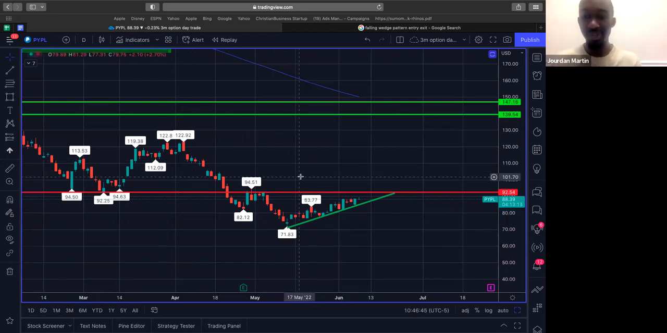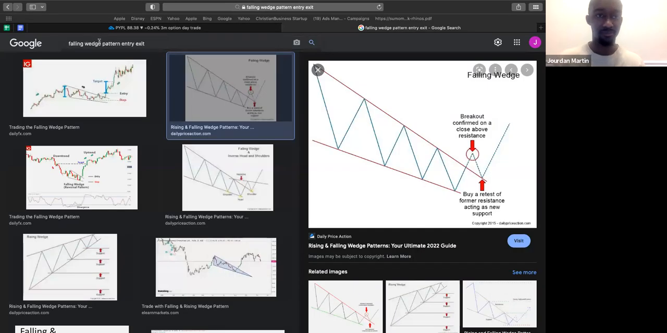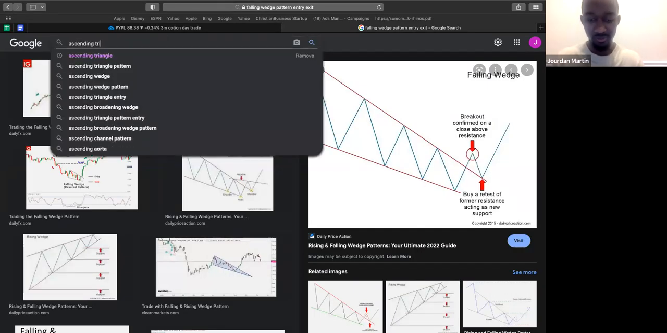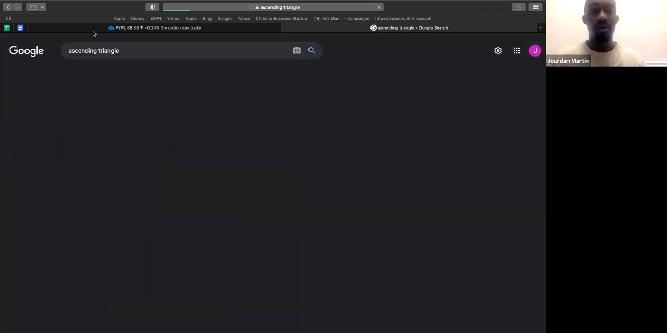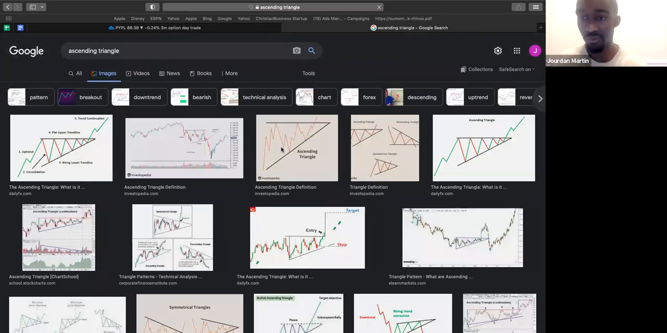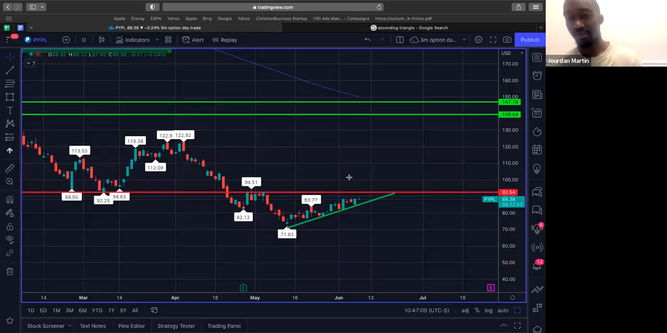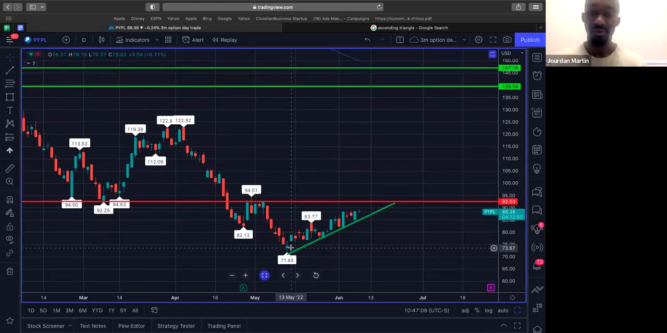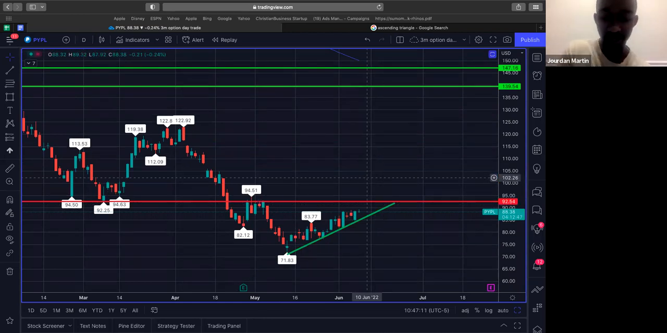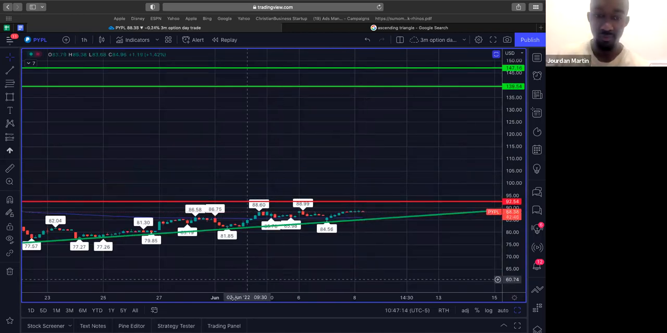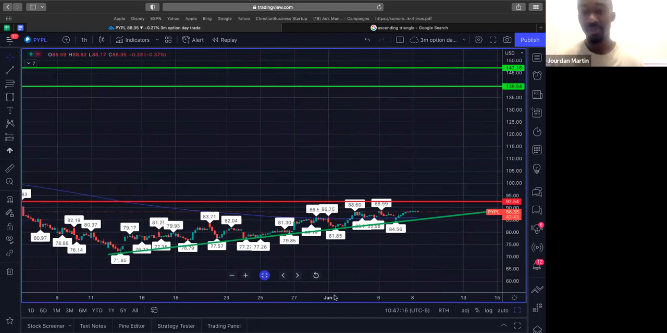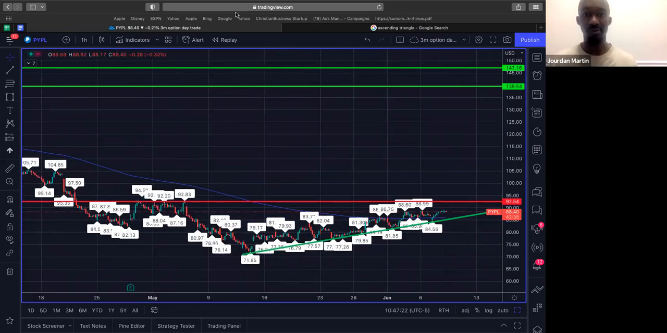PayPal on the daily, we got an ascending triangle. I need to eat. I'm gonna go eat in a minute. Ascending. All right, cool. You see it coming up. Pop to the top. That's how you know I'm tired. So we got an ascending triangle forming on PayPal on the daily, which means we see the same thing on the 1 hour. So I would just wait on it to break and hold above that 92 area.